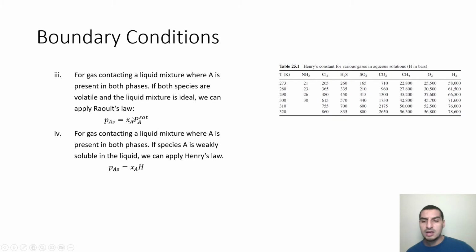It's exactly like Raoult's law, but instead of saturation pressure we use Henry's constant, which we can get from tables like this. It gives you the Henry's constant for gases in aqueous solution, meaning in water, and it gives you the value of H at different materials at different temperatures. So you can say that carbon dioxide has Henry's constant of 1300 at 290 Celsius, and you can directly substitute in this equation to get the partial pressure of carbon dioxide at the surface of water. So this is the fourth case.